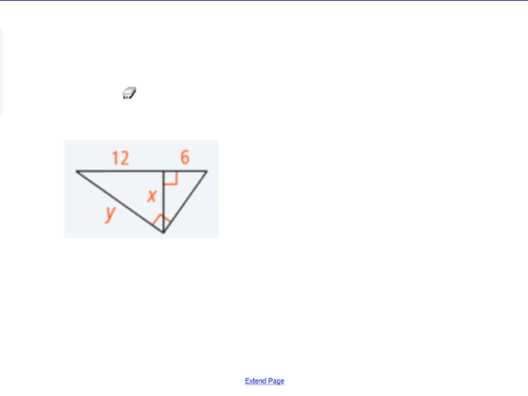All right, so now let's answer the next two questions, questions 4 and 5. And as you see in this problem, there are two variables. We have an x and y. We're going to start off with the same thing. We're going to draw all three triangles.